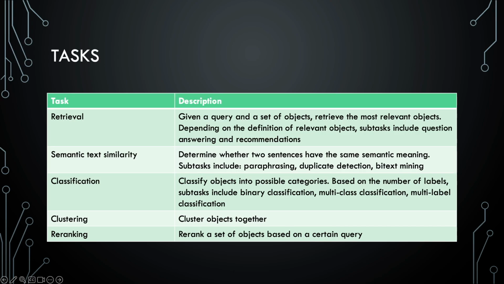Text classification is where we classify objects into possible categories. Based on the number of labels, subtasks can include binary classification, multi-class classification, and multi-label classification. Clustering is a task where we cluster objects together according to the latent properties of the objects. Re-ranking is a task where we re-rank a set of objects based on a certain query.